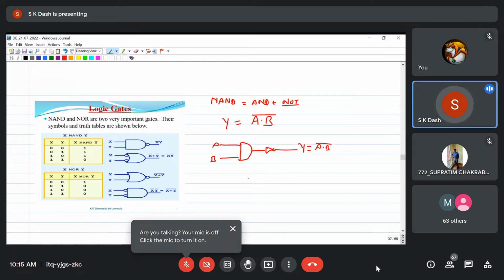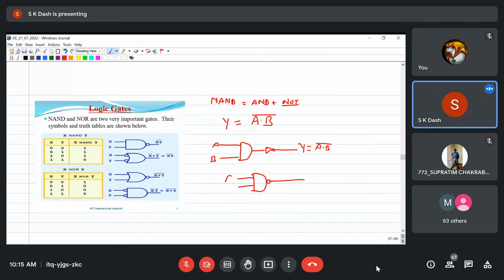So the symbol of NAND gate is directly a bubble placed here. A, B, so this will be A dot B whole bar. You can see, this is the symbol of the NAND gate. These are two input NAND gates. Similarly, multiple input NAND gates are possible. Three input NAND gates are possible, four input NAND gates are possible. Suppose for three input NAND gates, we'll have three inputs A, B, C. So here Y will be equal to A dot B dot C whole bar.